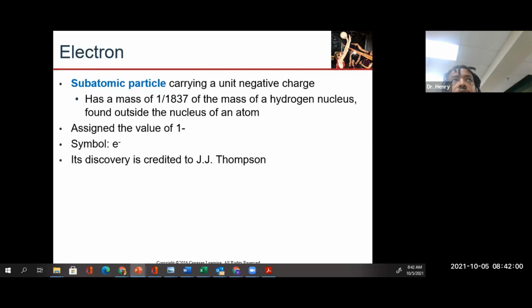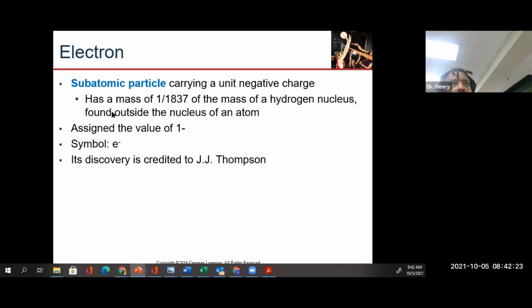So let's get to the nitty gritty. So if we think about it, an atom is composed of three parts. We have what we call the electron. The electron is a negatively charged particle. This is a subatomic particle. Subatomic basically means below or smaller than the atom.